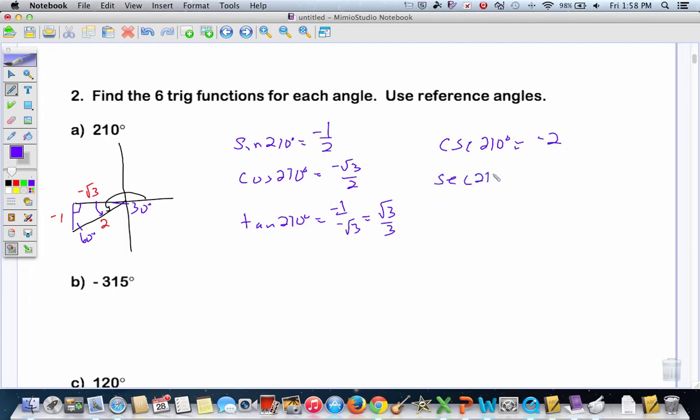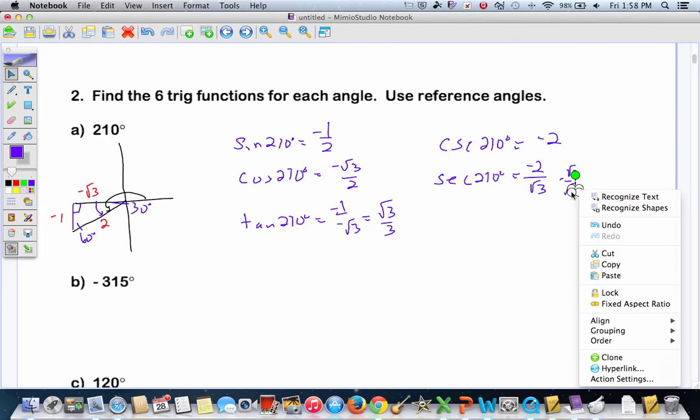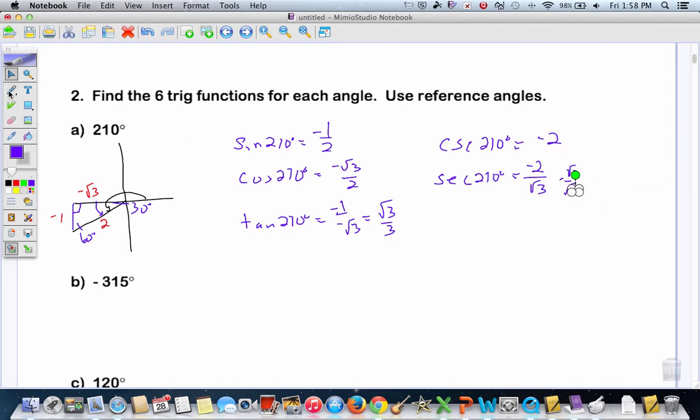or just negative 2. The secant of 210 degrees, we'll go ahead and write it out the long way, negative 2 over square root of 3, rationalized by multiplying top and bottom, or numerator and denominator, by the square root of 3, and we get negative 2 square root of 3 over 3.